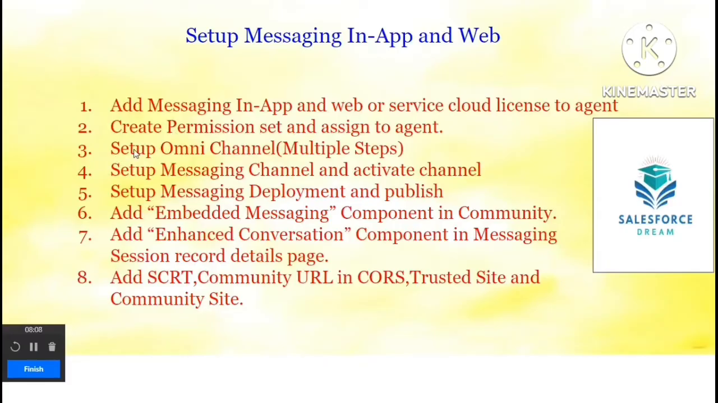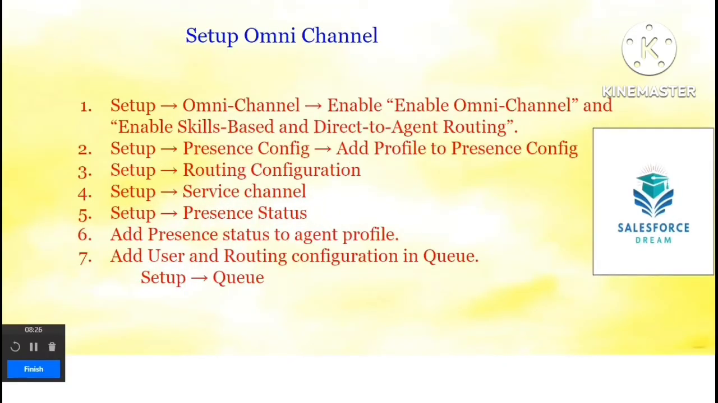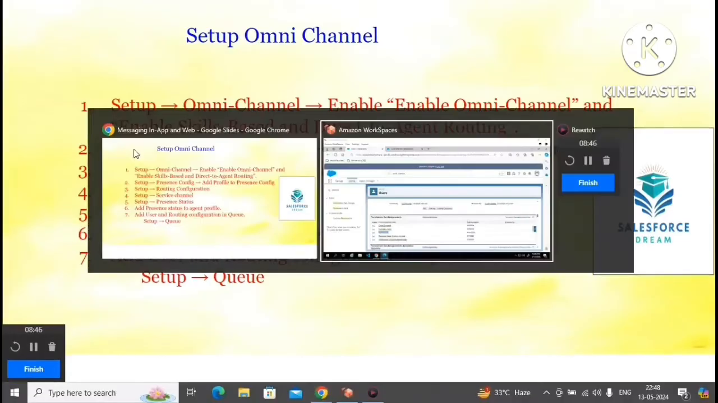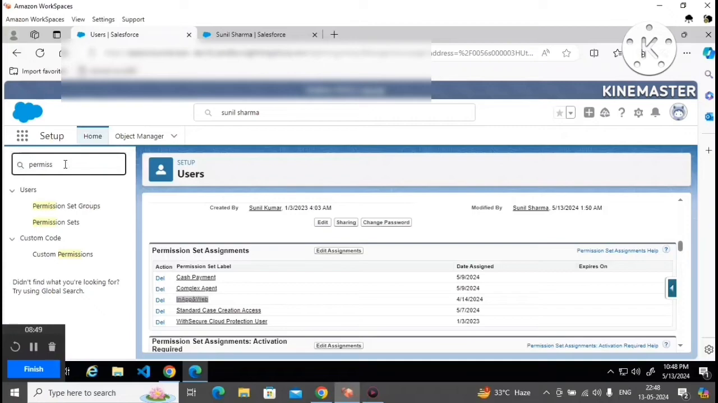Step 3 is set up Omni-Channel. If someone is already using a chatbot, Omni-Channel or live agent, then they have already set up Omni-Channel, but just cross verify. If someone has not set up Omni-Channel, then they can set it up. Here these seven or eight steps we have to complete for Omni-Channel. In detail, I have already created a video for Omni-Channel, where I explained with real examples. You can find it in the description, or on the top right i button. So first step, go to Omni-Channel.